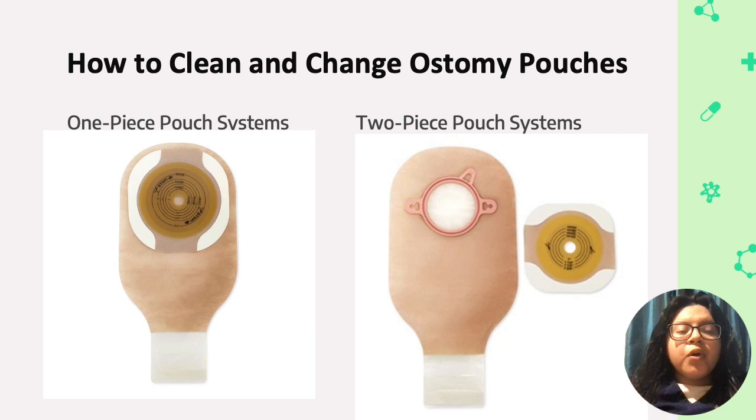For the pouches, there are 2 types: the 1-piece pouch system and the 2-piece pouch system. The 2-piece pouch system is more expensive compared to the 1-piece pouch system. Each of them has advantages. With the 2-piece, you're able to remove the pouch, toss it, and put on a new one, compared to the 1-piece where you have to remove everything, since it comes as one. The 1-piece is usually cheaper, has more benefits, and your insurance will more likely pay for that one. The 2-piece is more bulky compared to the 1-piece, which is easily hidden.